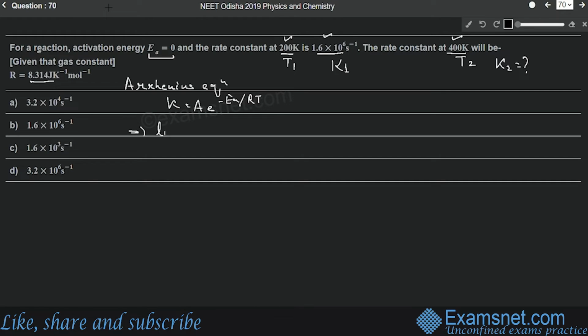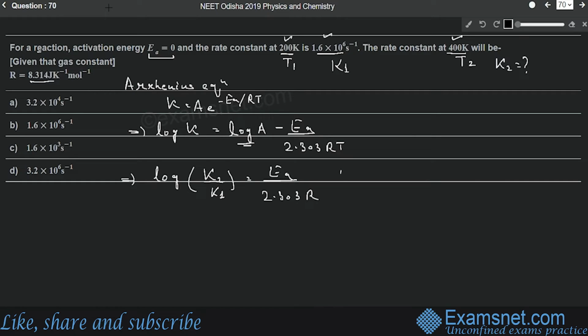So if we put log on both sides, we'll get log K equals log A minus EA by 2.303 RT. Log A will remain constant and we have to use K1, K2 and T1, T2. So we can write log K2 divided by K1 will be equal to EA by 2.303 R into (1 by T1 minus 1 by T2).